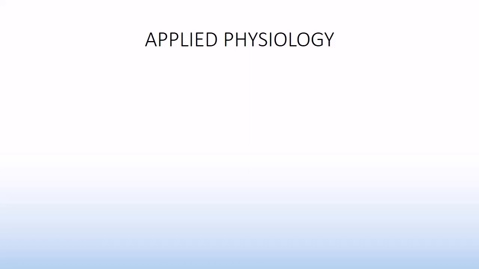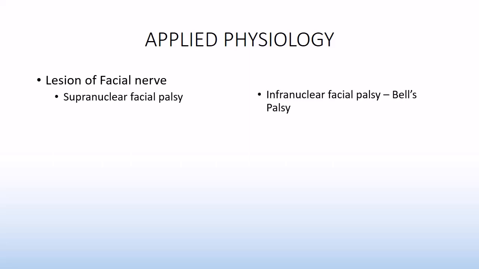Now first of all we will discuss 7th cranial nerve lesions. Now lesion of this facial nerve is most common, not only among these 5 cranial nerves but among all the 12 cranial nerves, so it is most important. Now it can be either supranuclear or infranuclear facial palsy. Infranuclear facial palsy of idiopathic origin is also known as Bell's palsy. Supranuclear facial palsy is very rare, while the most common is infranuclear facial palsy.